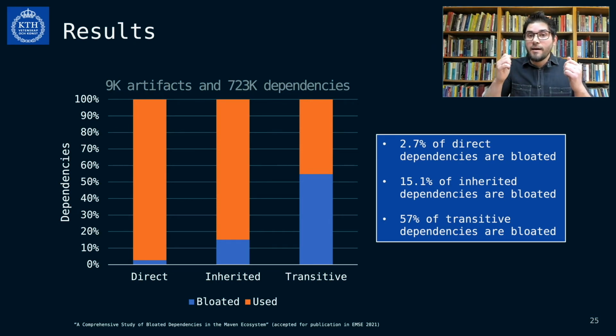Perhaps a little bit less surprising, but still relevant, is that 57% of all the transitive dependencies are bloated. These are dependencies that are induced by direct dependencies as a result of the Maven dependency resolution mechanism, but they are not necessary, and therefore they are bloated dependencies.